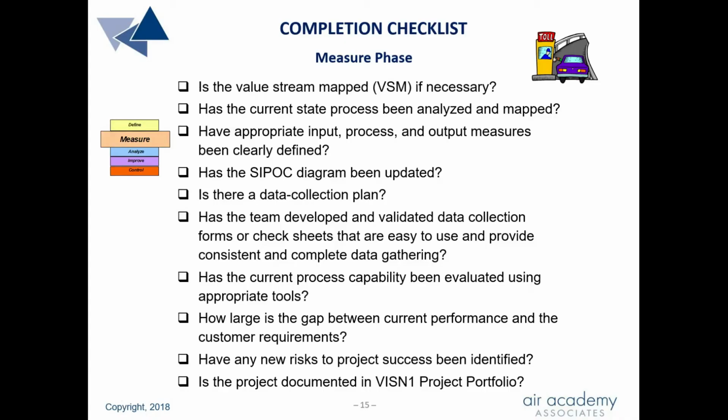The completion checklist contains the questions that the process owner or manager, as well as the team leader and team members, can ask to tollgate the improvement effort to ensure that the measure phase is properly completed. By following this checklist approach, by the time all the questions have been answered in the affirmative, the team can be confident that it is time to move to the next phase in the improvement methodology, which is known as the analyze phase.